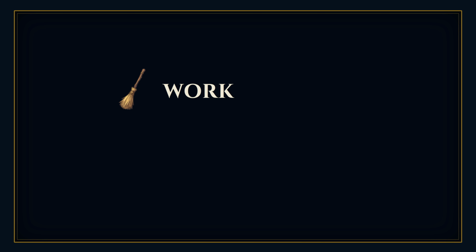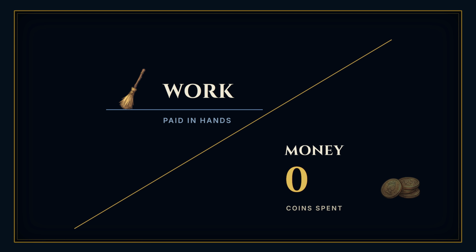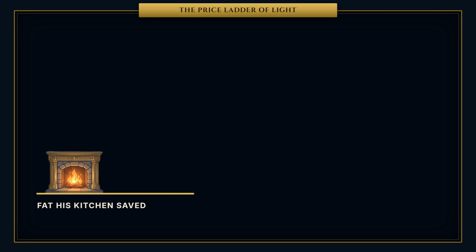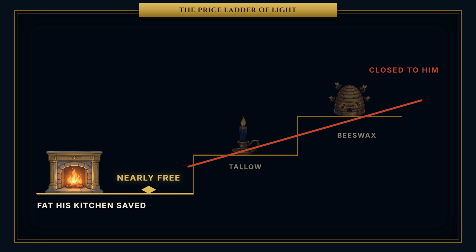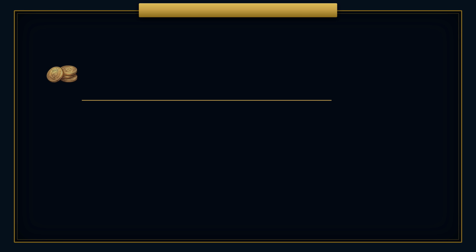That's work, and it lands on whoever in the house has hands free. But none of it is money. The fat is grease his kitchen already saved, so his light comes about as near to free as light can come. What he cannot do is buy a better grade of it. Tallow is money, and money is the one thing his year doesn't have.